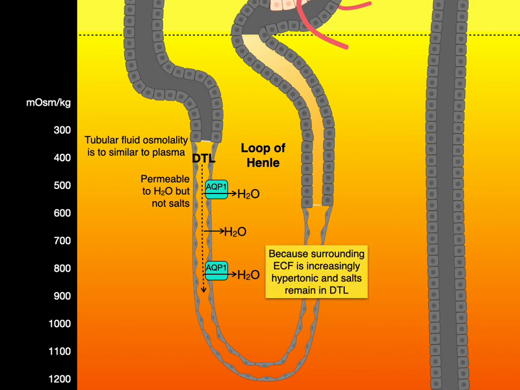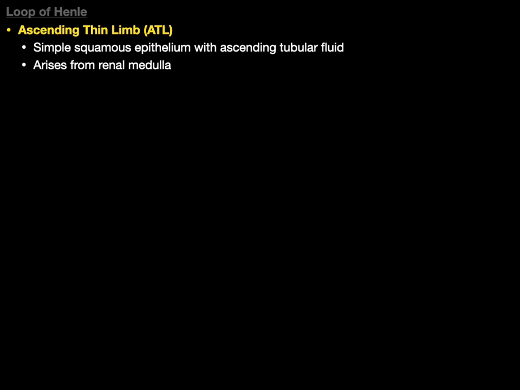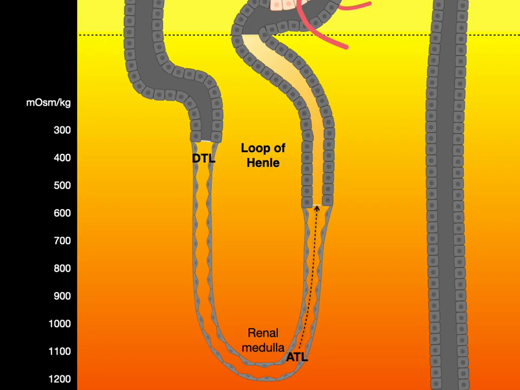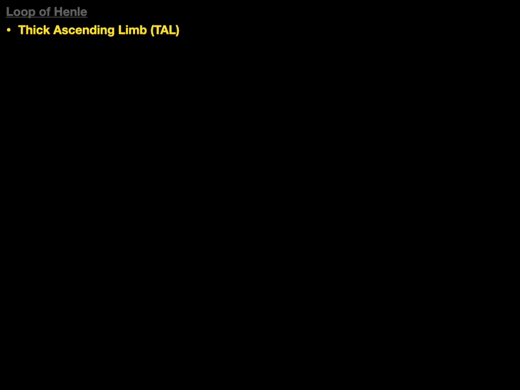And because the surrounding extracellular fluid is increasingly hypertonic and the salts remain in the descending thin limb, by the time we get to the bottom, the tubular fluid osmolality is highly concentrated. Look at the color inside the descending thin limb and in the interstitium. Now, the ascending thin limb is simple squamous epithelium with ascending tubular fluid, and it arises from the renal medulla and ascends until we get to the thick ascending limb.